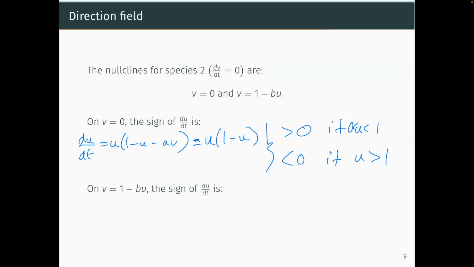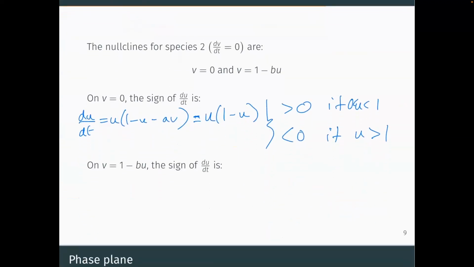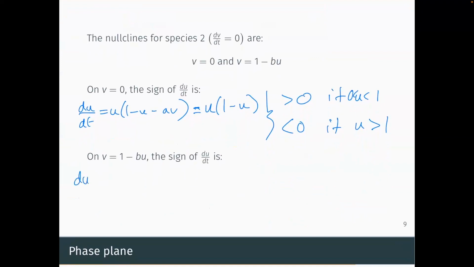Okay, on the other nullcline, v is equal to 1 minus bu. Sorry, my computer decided to restart mid-lecture, which is always great. This one, again, is a little bit more complicated. We're going to end up with du/dt is equal to u times (1 minus u minus a times (1 minus bu)). So again, this is going to be quadratic in u.